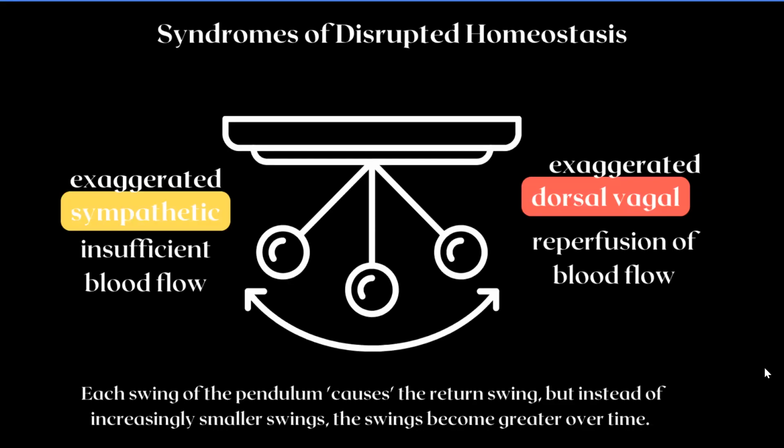Each swing of the pendulum causes the return swing, but instead of increasingly smaller swings, the swings become greater over time. So from the exaggerated sympathetic anxiety arousal with insufficient blood flow to the exaggerated dorsal vagal shutdown, then reperfusion of blood flow.